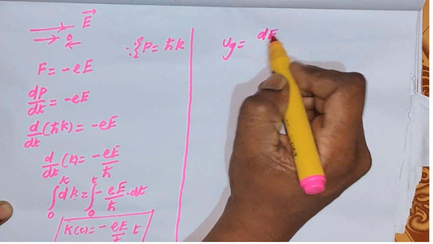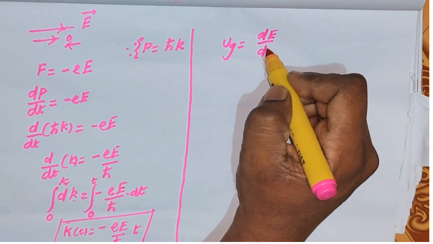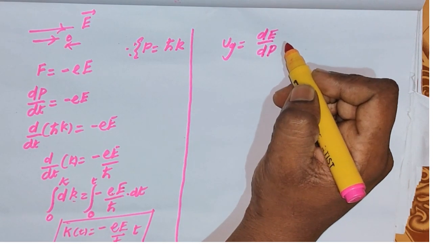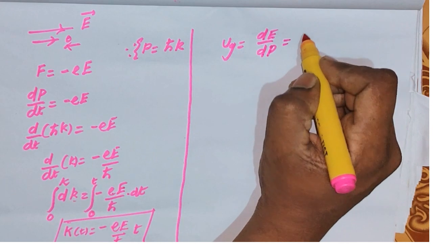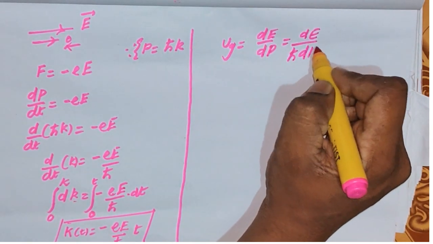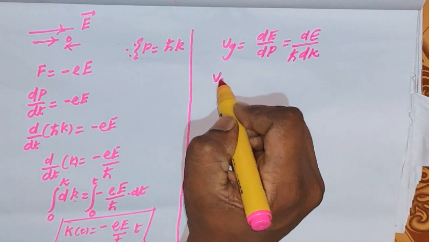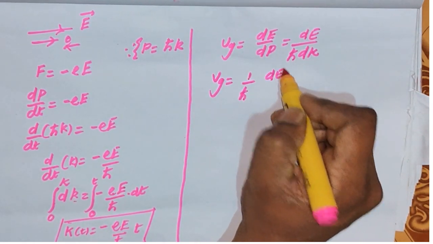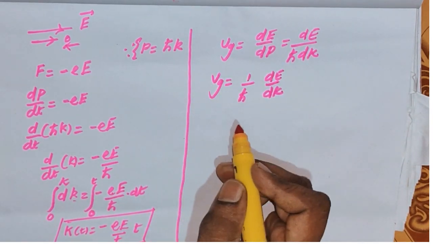It's simply d by dp, I think. So yes, we know p is h cut k. You can take the h cut outside, because h cut is a constant. So it is 1 by h cut d by dk. This is the group velocity of the electron whenever it is moving inside the crystal.